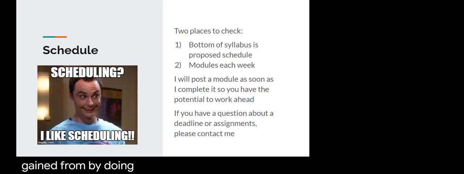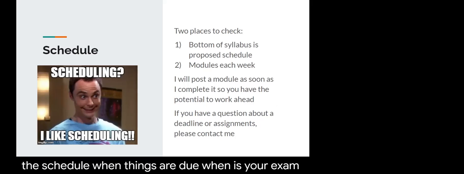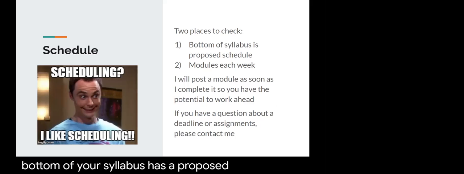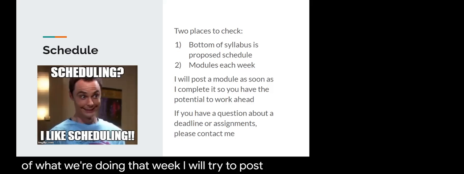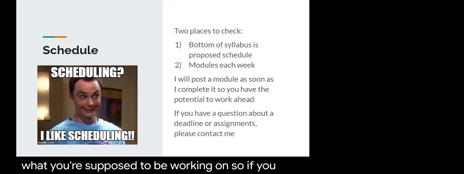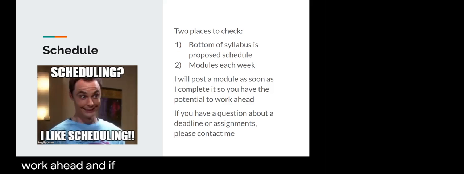So, if you're wanting to know about the schedule, when things are due, when is your exam, things like that, there are two places to check. The bottom of your syllabus has a proposed schedule, and then each week your module will have the schedule of what we're doing that week. I will try to post a module as soon as I have it complete. So, usually that means I'm working at least 1 week in advance of what you're supposed to be working on. So, if you can, work ahead. And if you have a question about deadlines or assignments, please contact me because I'm here to answer whatever questions you have.